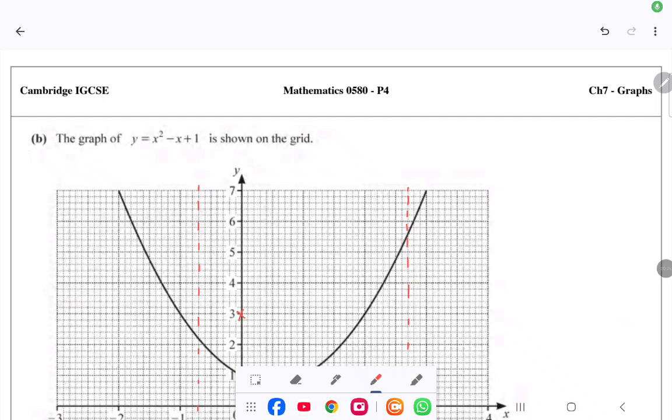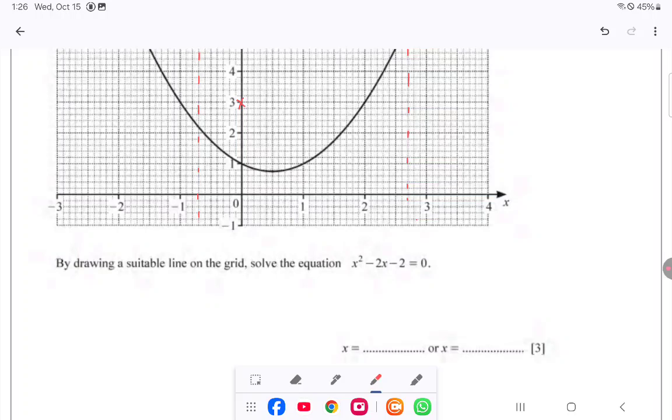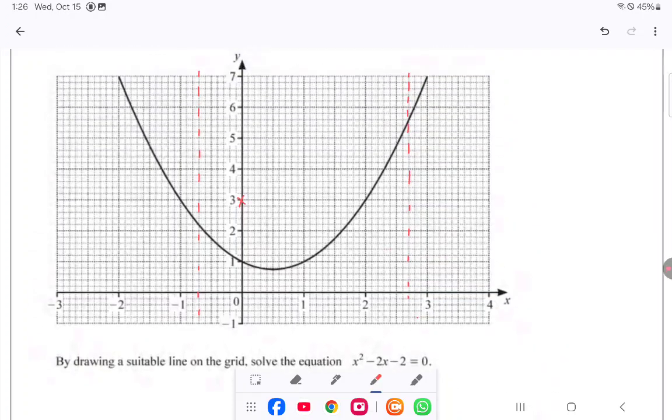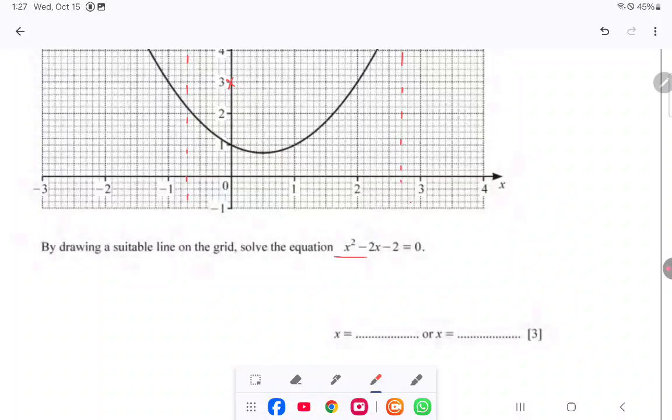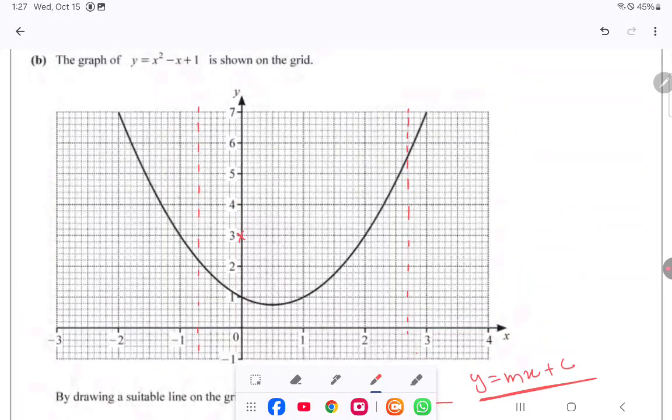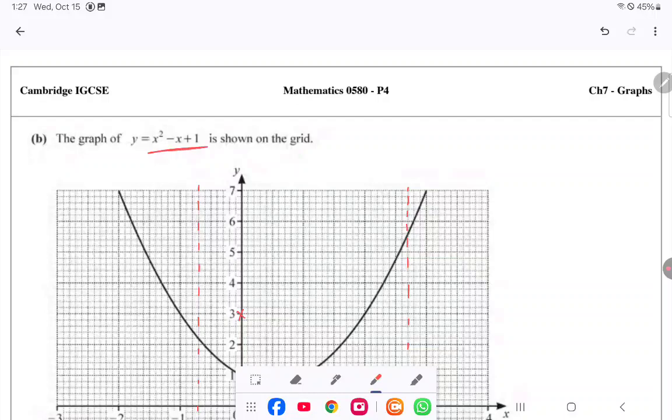So in the B part, the graph of y equals x squared minus x plus 1 is shown on the grid, and by drawing a suitable line on the grid, solve the equation x squared minus 2x minus 2 equals 0. They are asking for a suitable line, and the line formula is y equals mx plus c. To get this, we have to form this equation into this form.